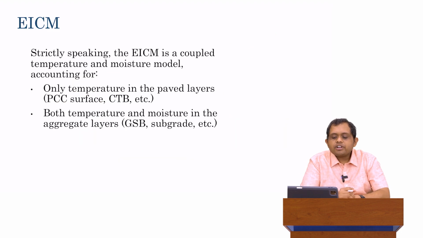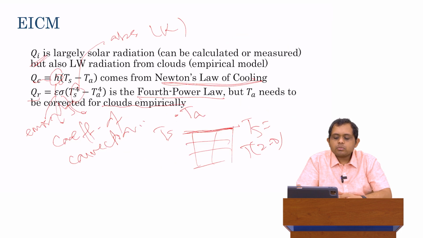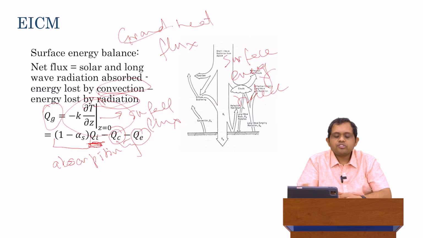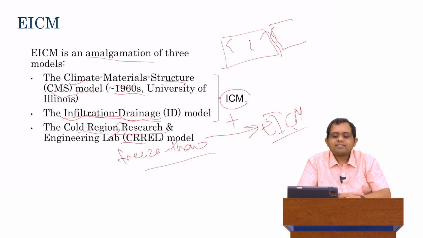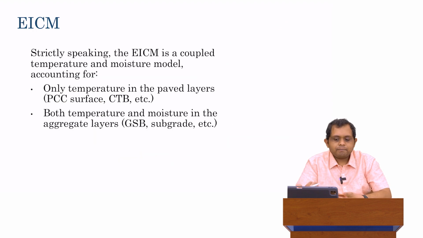So strictly speaking, the discussion I had previously, where I talked about these temperature distributions, this surface boundary condition and the Fourier heat equation, strictly speaking, that's the CMS model. It is pretty much good enough for a lot of applications, but it's not the EICM. The EICM is actually not a temperature model. It's a coupled temperature and moisture model. So it's solving not just for temperature, but also for moisture.